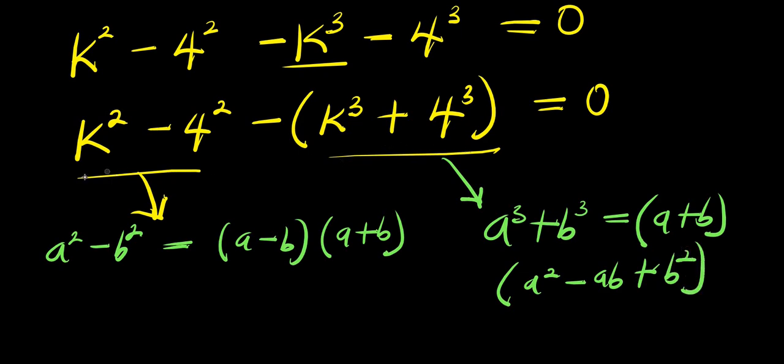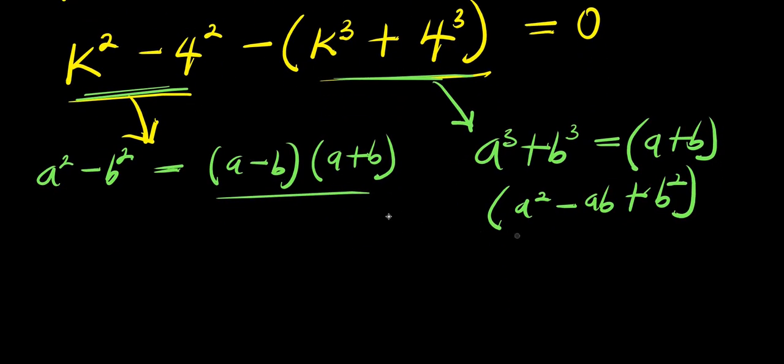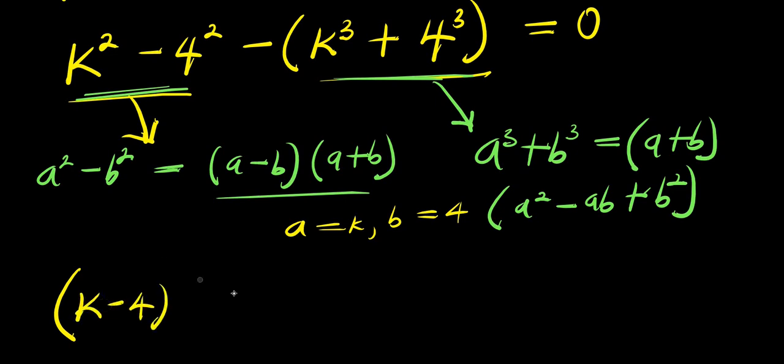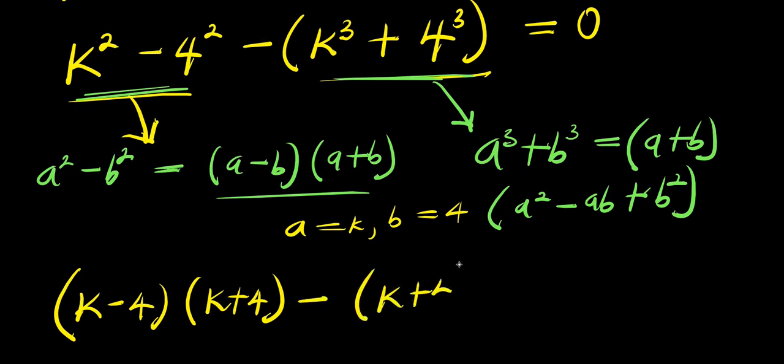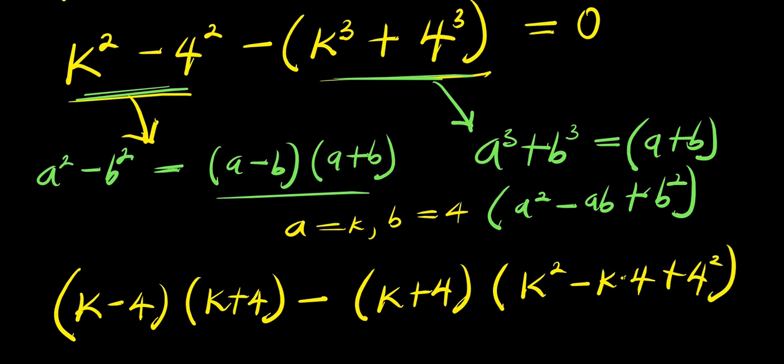So let's consider these two identities in order to expand these two expressions. So remember, our a is k and b is 4. So we are going to start with this. For a minus b, we have k minus 4 times k plus 4. Then we have minus, this is k plus 4 times, this is k squared minus k times 4 plus 4 power 2. And this equals 0.